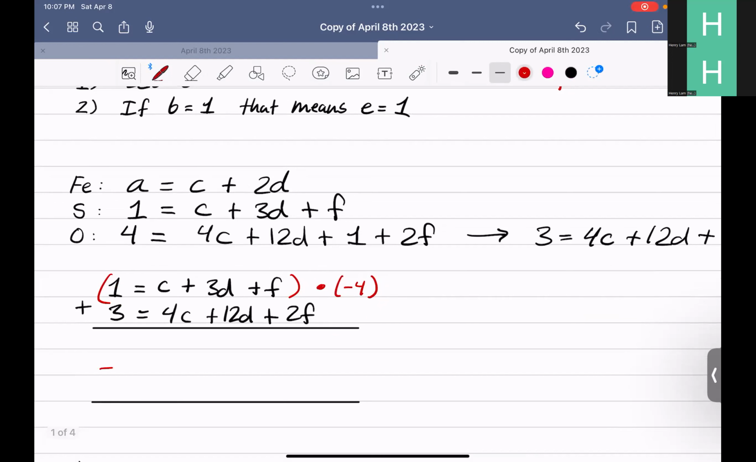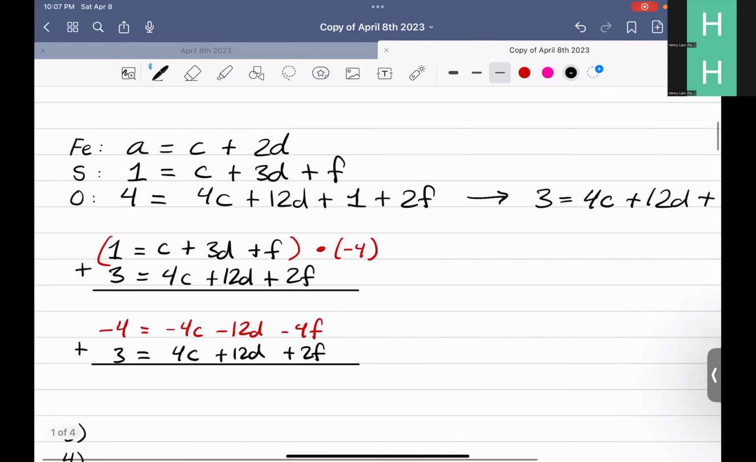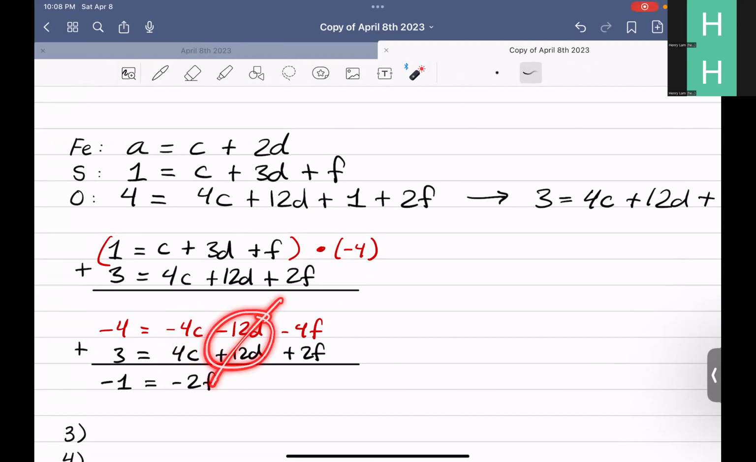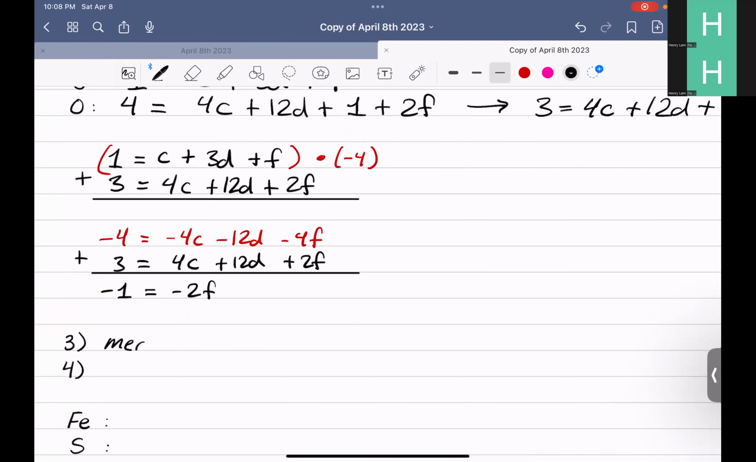So what you'll get here is -4 is equal to -4C minus 12D minus 4F, okay? And in the next line you'll get the same thing as before: 3 is equal to 4C plus 12D plus 2F. I haven't done much, I only distributed. Now, if I add these, I'll get -1 is equal to -2F. That's beautiful. The reason we get this is because this -4C and this positive 4C cancel out. Same idea goes here. This cancels out as well. And so what this means is F is equal to 1/2.